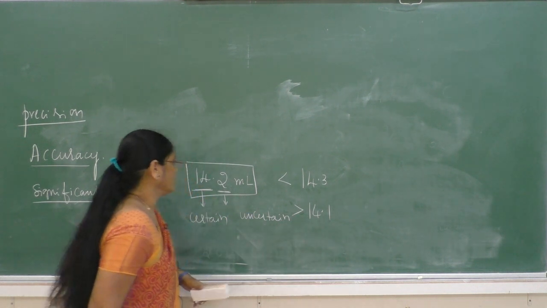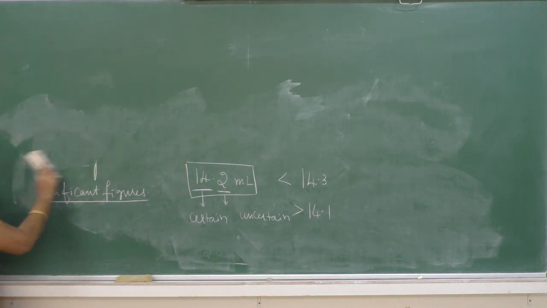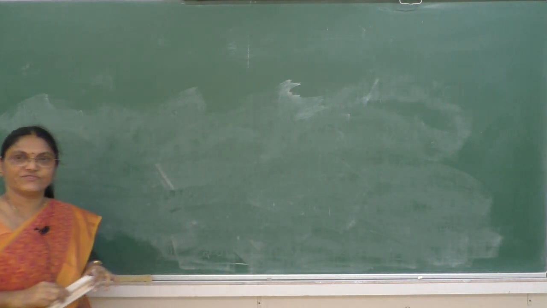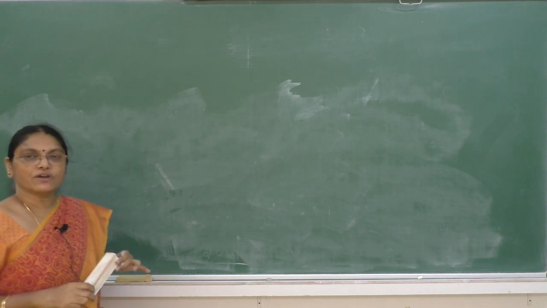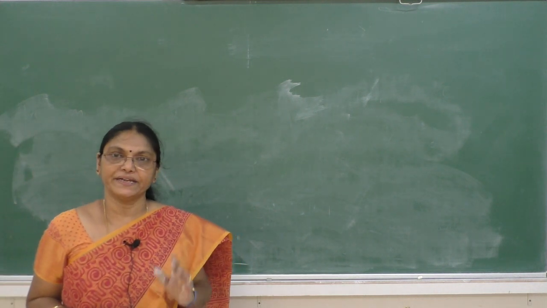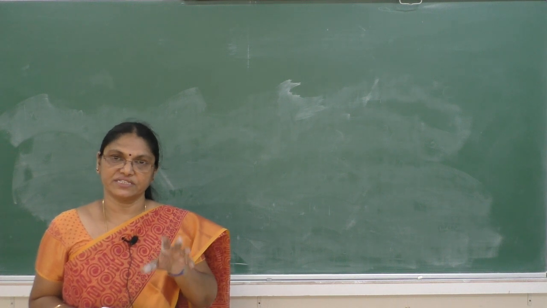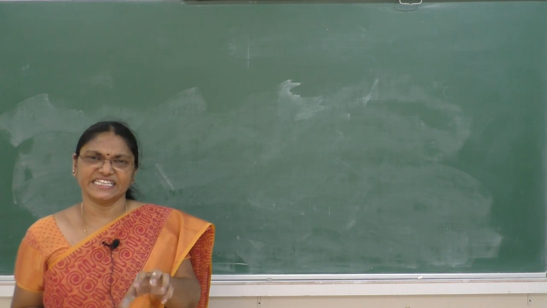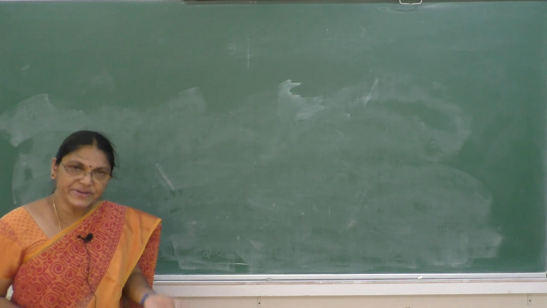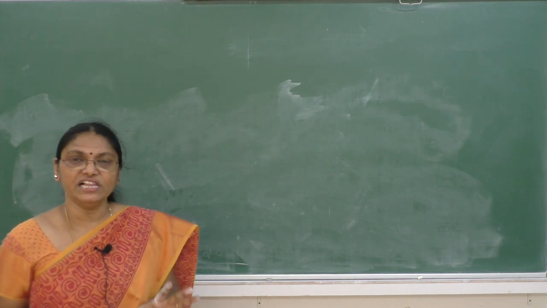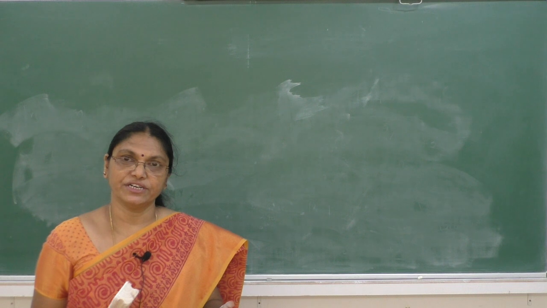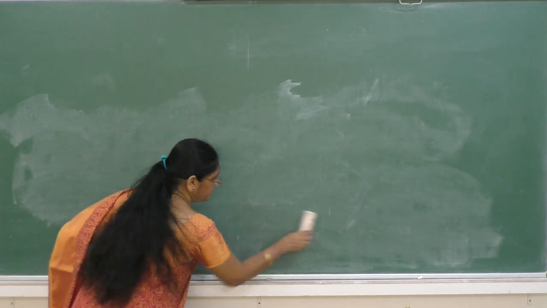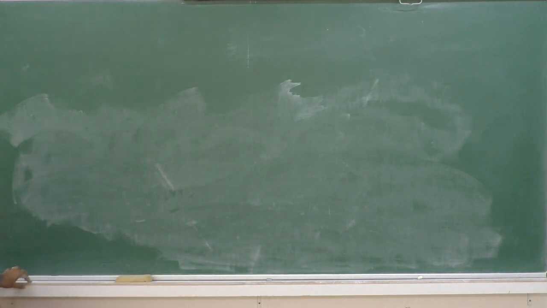So, therefore, in order to determine the significant figures, different rules are used. Significant figures are the numbers that represent the meaningful digits in the measured value. So, therefore, certain rules are used in determining the significant figures.